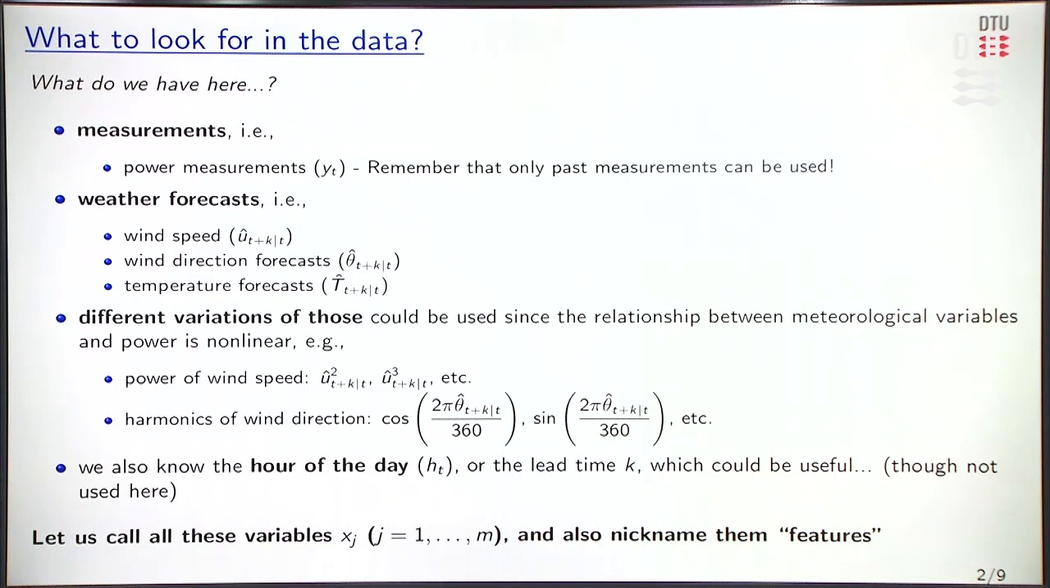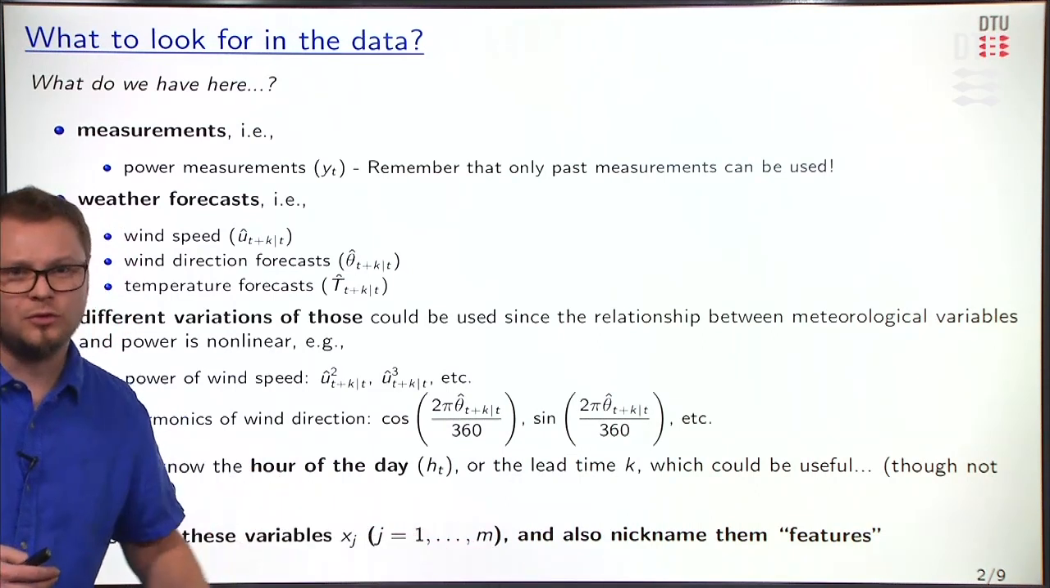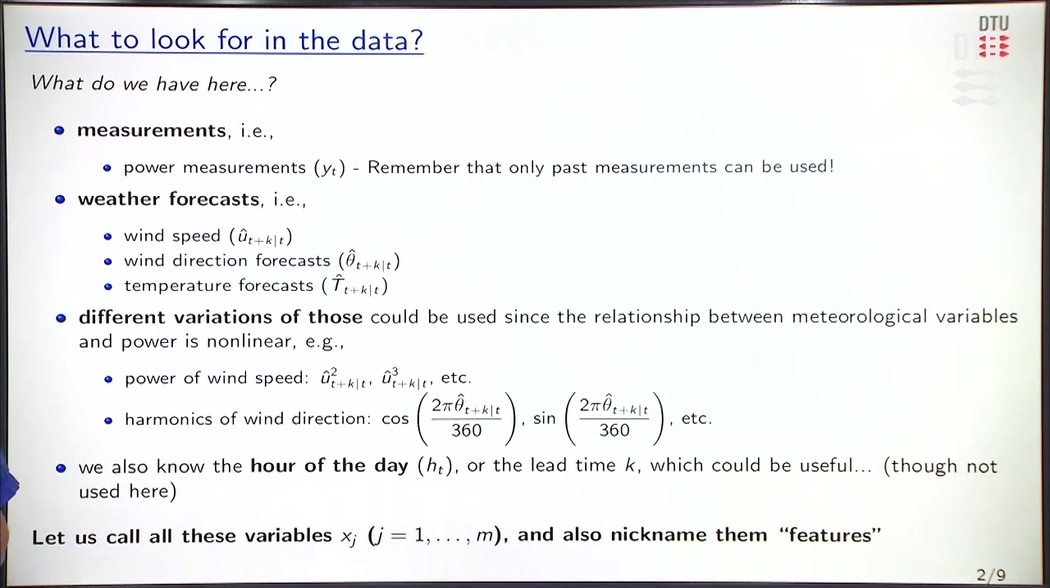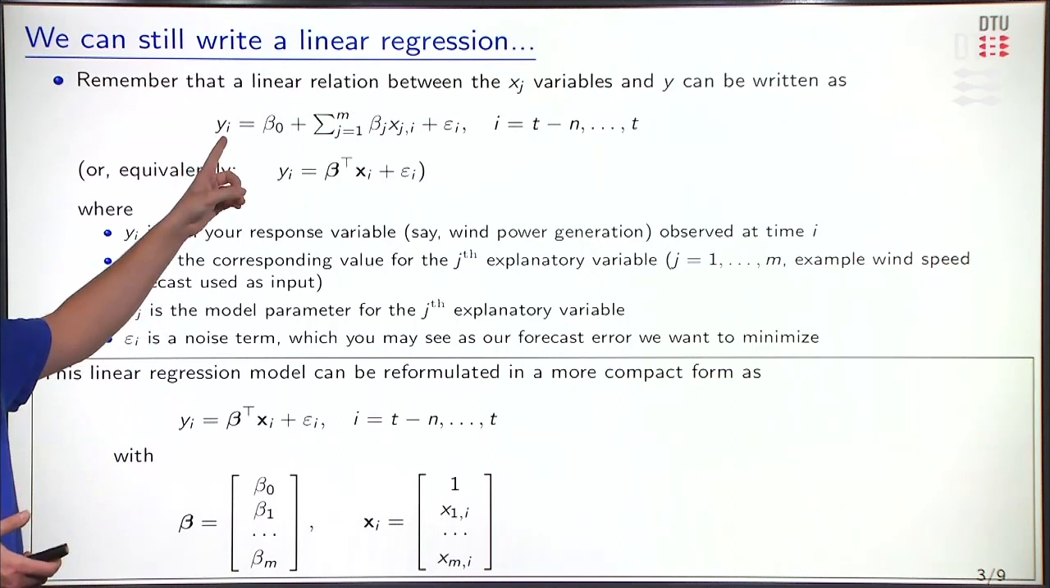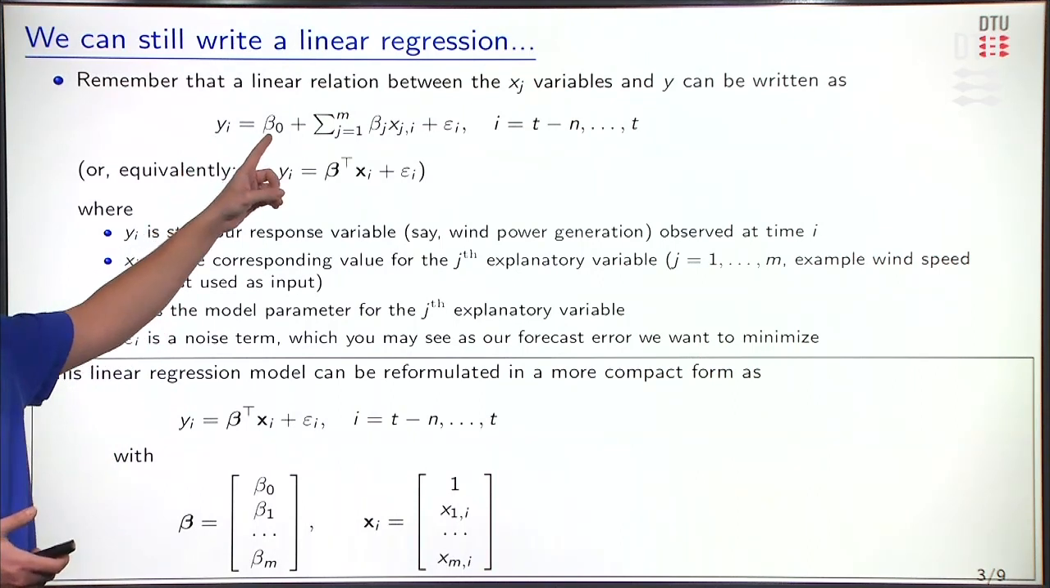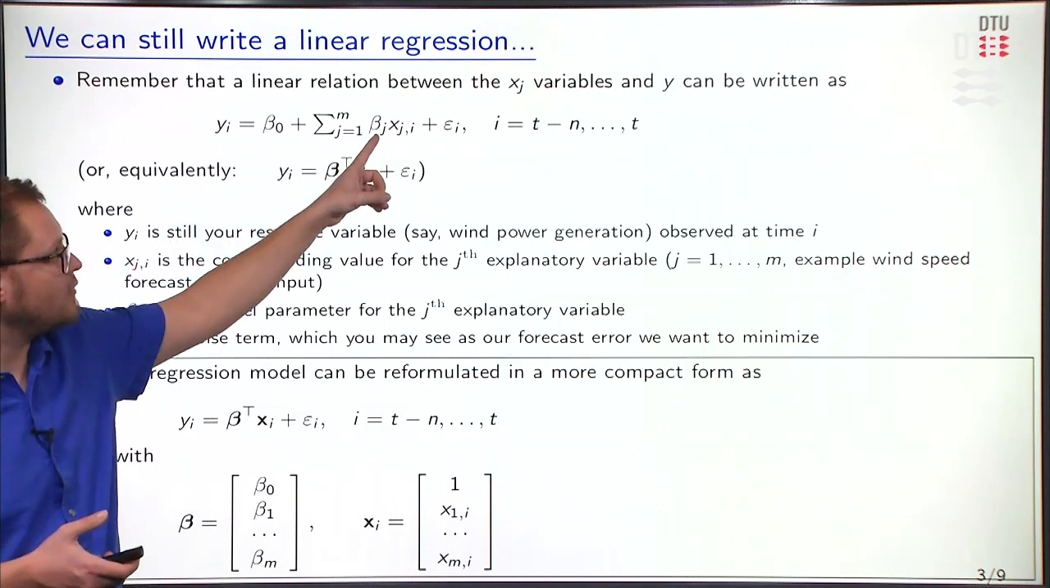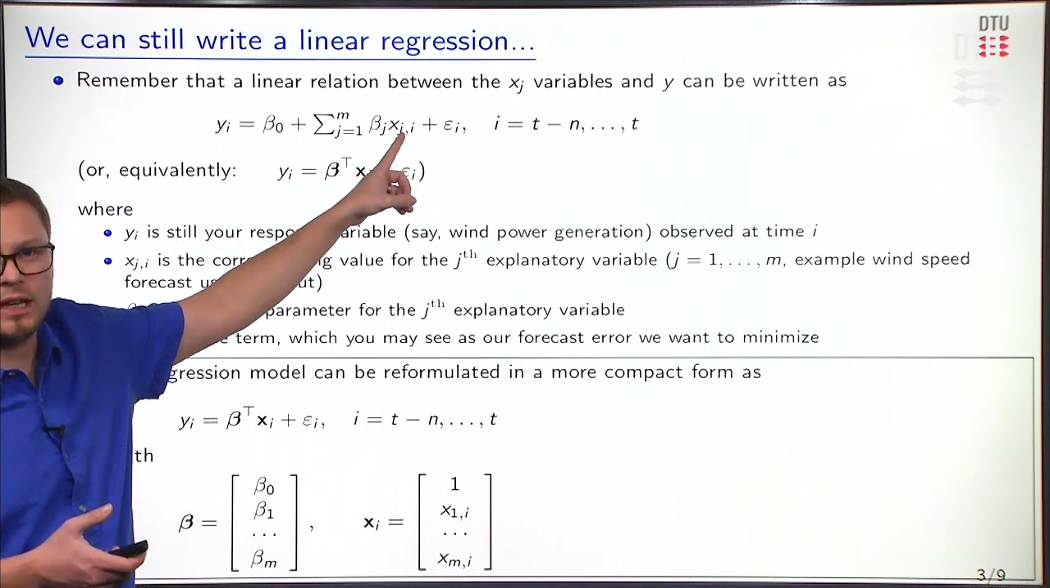All these variables that we obtain eventually, directly the input variables or some features that we derived, we denote them by x_j, and we have m of those, and we call them features. Now that we have our features, we go back to our linear regression framework. Remember that linear regression consists in a linear relation between these x_j explanatory variables and the response variable y. So for each and every time instant i, we can write a relationship between the response variable value, and it's linear with an intercept term and linear coefficient times the value of each and every explanatory variable.